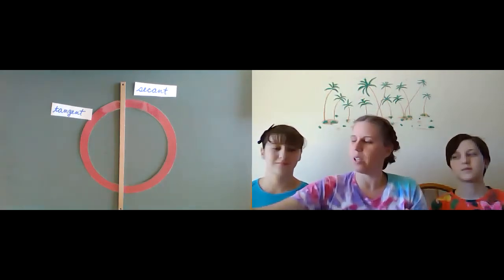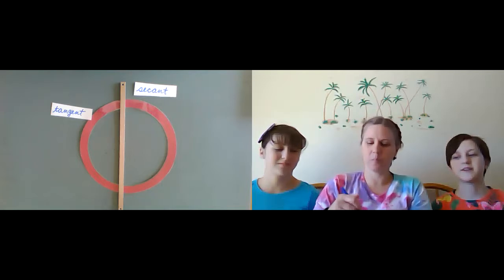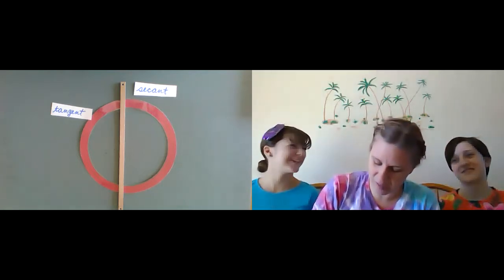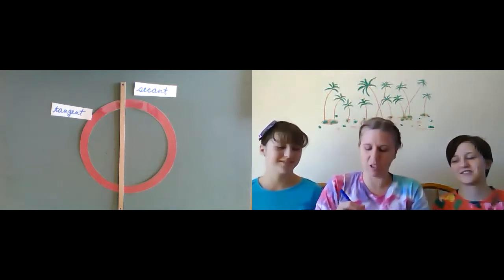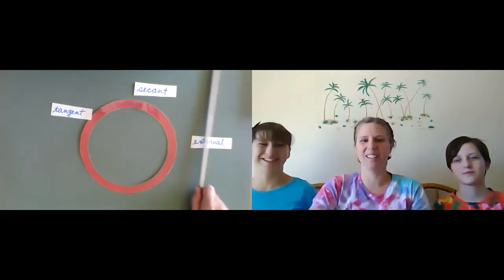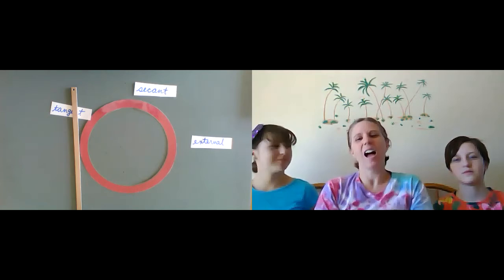I had one more word I used that I didn't make a label for. Who remembers what it was? Exterior. Oh, exterior? External. They mean the same thing, don't they? Yeah. Exterior is like the outside. External can be out. External. Secant. Tangent.